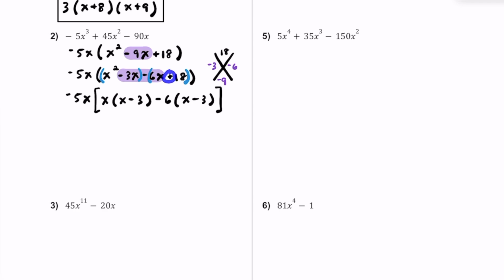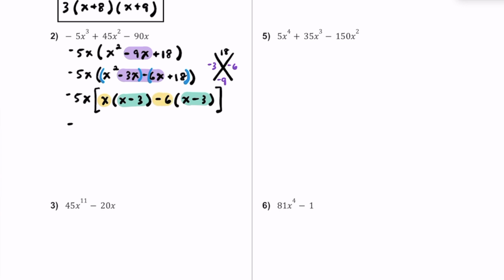It might be confusing as to why this plus went to a minus, but keep in mind that there's a minus over here that's being distributed to both of these. So you have to remember to flip that sign there. Okay, this works out really nicely. Notice this x minus 3 and x minus 3, and then we have this x and then minus 6 here.